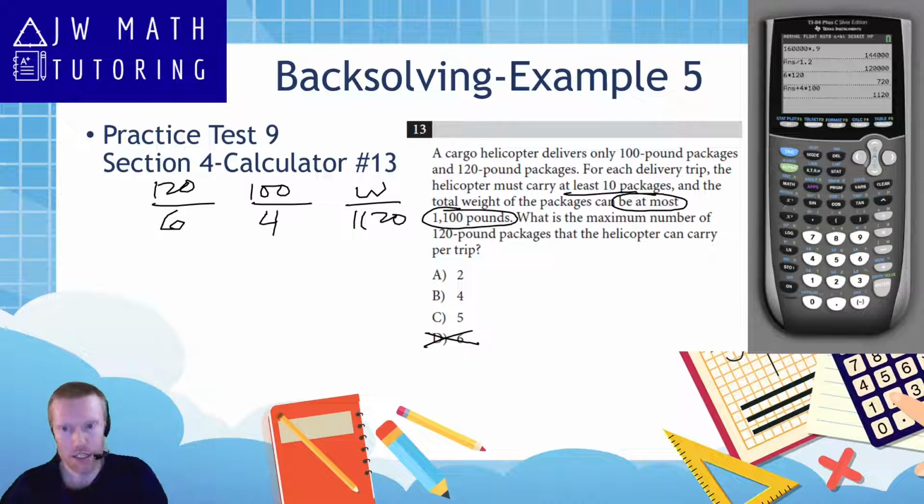Now I would move on to answer choice C. So now it would be basically 5 for 120 and 5 for 100. So now I could just type the whole thing in one step: 5 times 120 plus 5 times 100. That comes out to exactly 1100, which is acceptable because it says at most 1100. It doesn't say it needs to be less than it. So therefore, the correct answer is just going to be letter C.